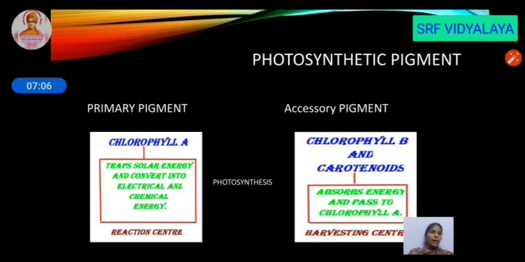Chlorophyll A is the primary pigment. It traps the solar energy and converts it into electrical and chemical energy. So this is the reaction center.